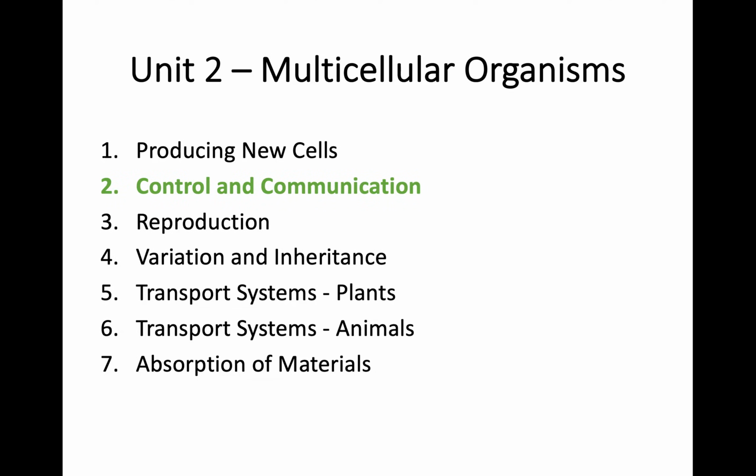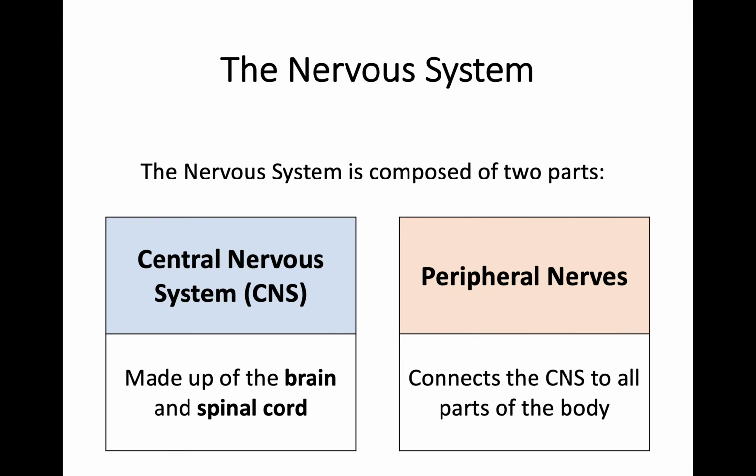Welcome to the summary video of National 5 Biology Unit 2. Today we're looking at Key Area 2, Control and Communication. Because this is a larger key area, we're going to split this into two parts, the nervous system and hormones. So we're going to start off in this video looking at the nervous system.